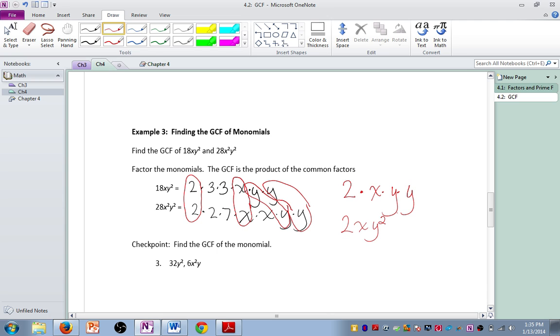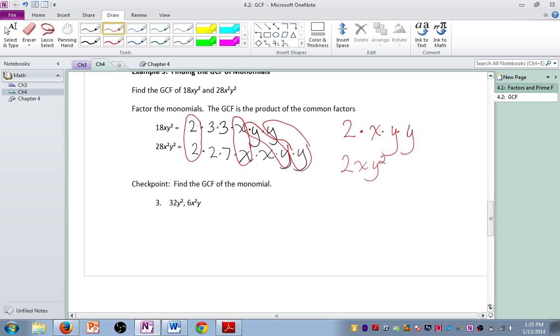2xy squared. For the last part of this worksheet, you're going to complete checkpoint number 3 to find the GCF of those two monomials that are listed. See you in class.